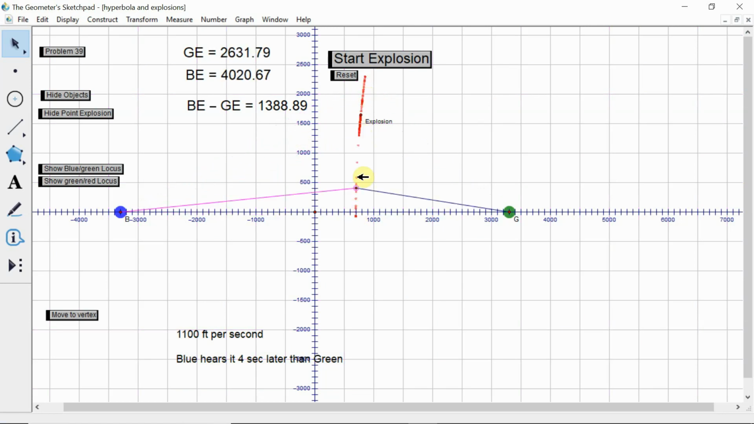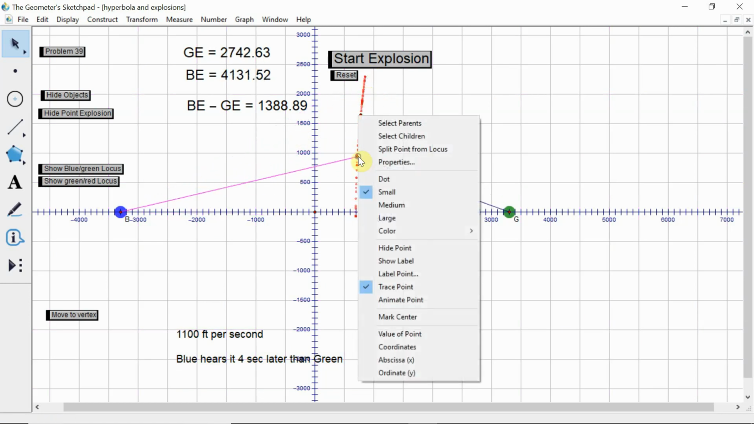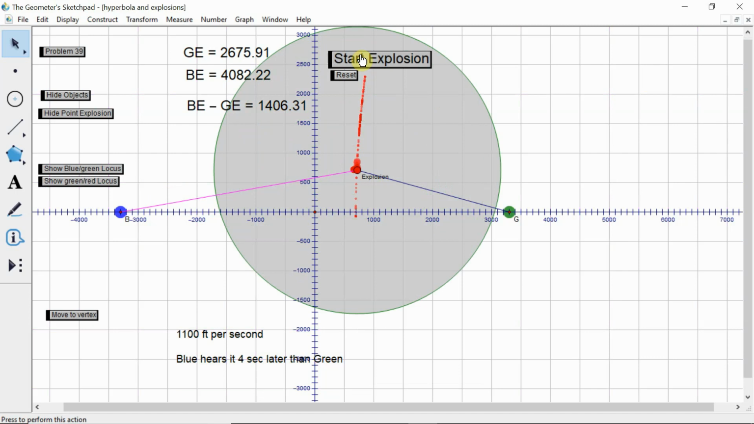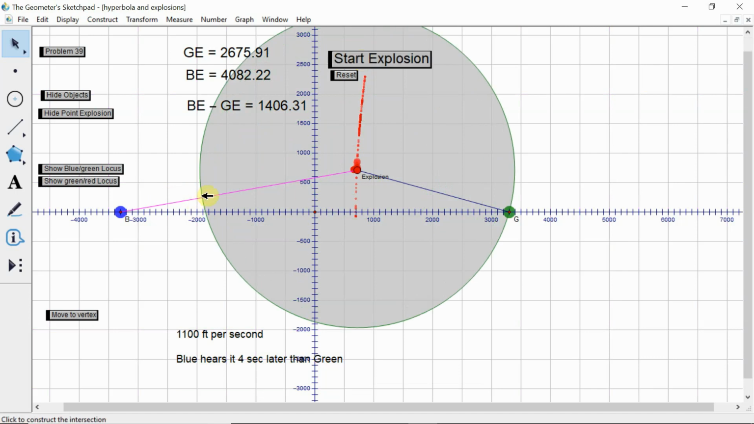Hyperbola. Let me make that point bigger so you can see it. So here's another possibility for that explosion. The explosion could have been right there on top of that point. And if I start the explosion and stop it right there, what that's saying is that this distance is still the same as what it was before. So I wouldn't know; the explosion could be anywhere along this hyperbola.